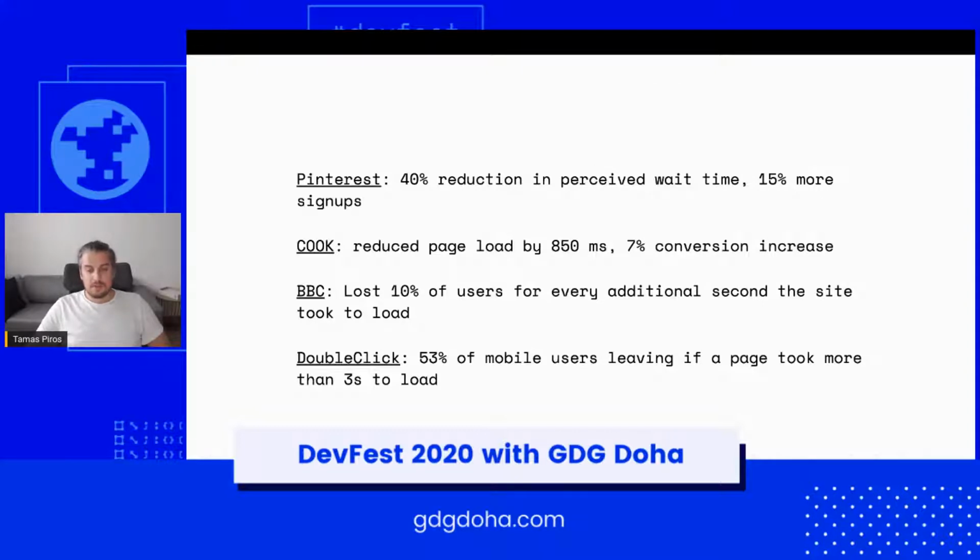So Pinterest found that if they removed the perceived wait time by 40%, and the perceived wait time is a time where users can see that a load is happening, so it's not just a blank screen, you see parts of your screen popping up. And if they reduce that perceived wait time by 40%, they have achieved 15% more signups. If they wouldn't have done that, then they would have lost 15% of people. They wouldn't have signed up.